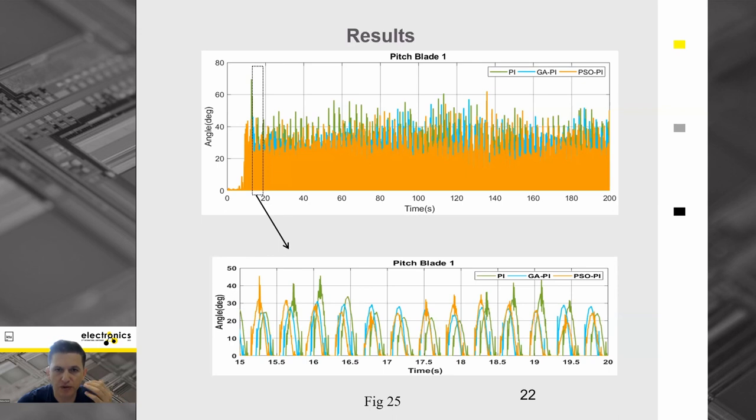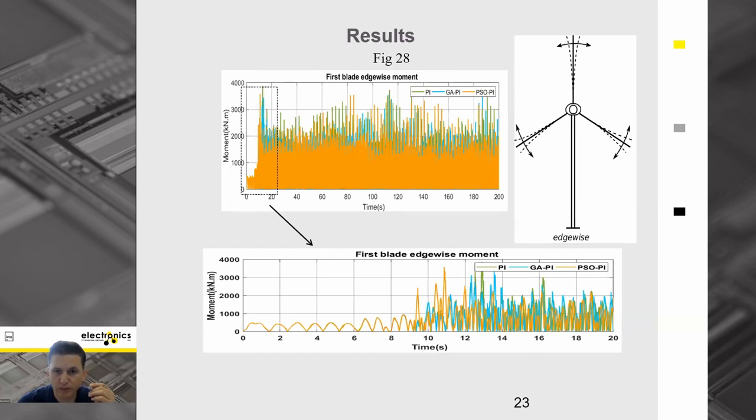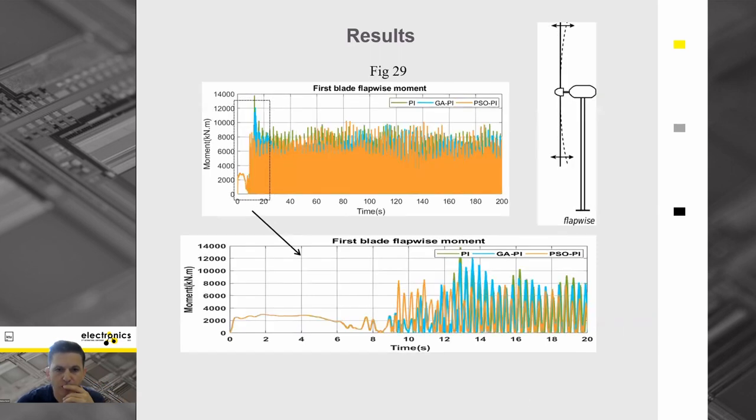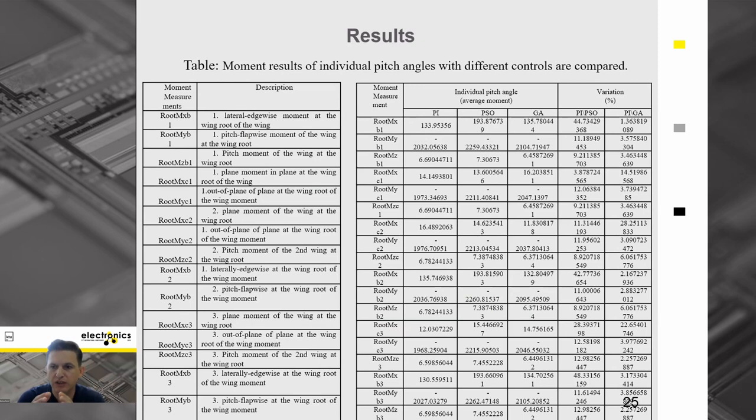Another is the blade pitch for one blade with different controllers and results. And the first blade flap-wise and edge-wise moment changing, with a zoomed figure. And the flap-wise moment changing with different controllers and results, the pitch angle and final results.